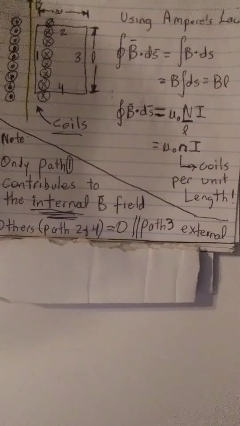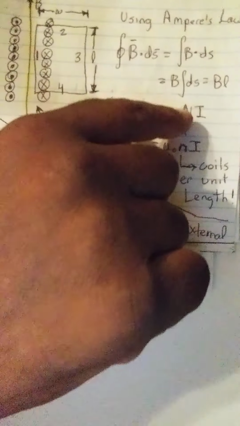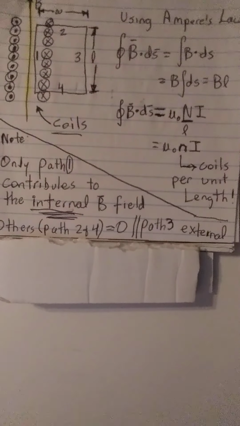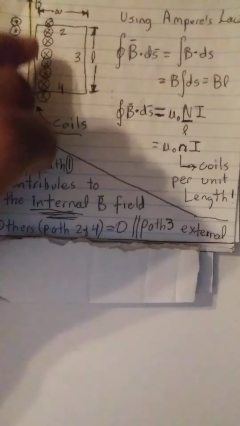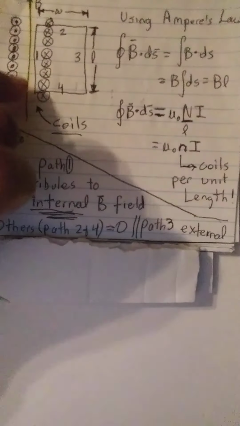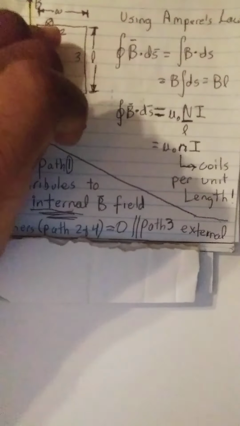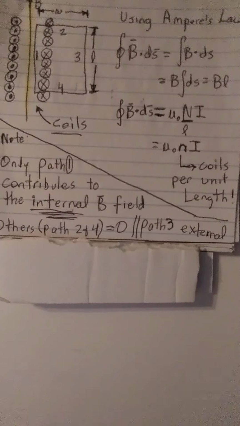Now, using Ampere's law, what we're going to do is take the closed integral of B dot ds, which is equal to, in the end, mu naught n over L times I. That is to say, the number of loops contributes to that magnetic field, as I said before, and this is mathematical proof of that. There's a path to this, though. If we take this cross-section of this coil and direct it along path 1, 2, 3, and 4, we can forget about 2 and 4 because they're perpendicular to the coil. 3 is on the outside, so we don't care about that. It's only path 1 that contributes to the internal B field that we're interested in.